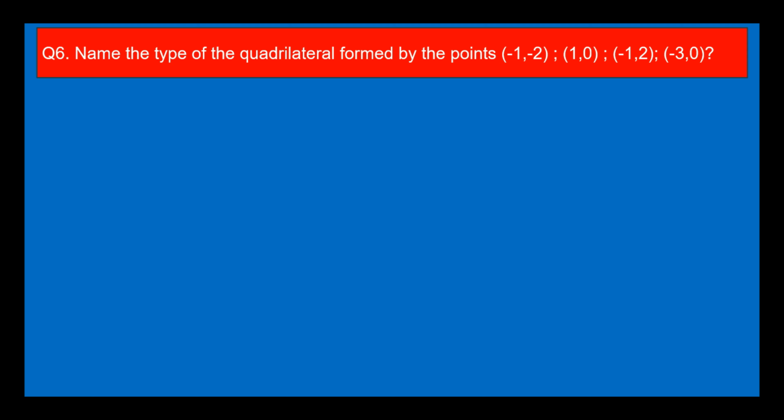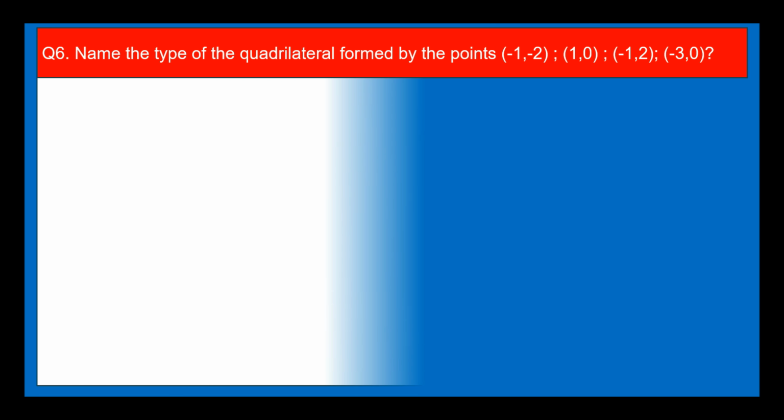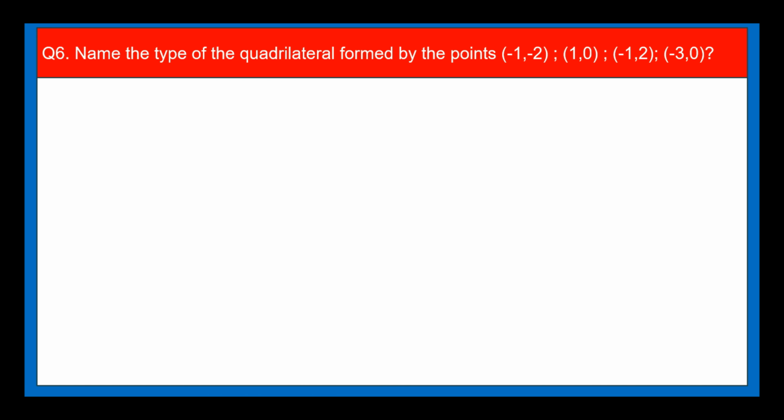Now in order to solve this, here we have been given 4 points and we have to verify what type of quadrilateral may be formed, that is, whether it is a square, a rectangle or a rhombus. In order to check this, first of all we have to find the length of the sides. Let us look at the solution now.